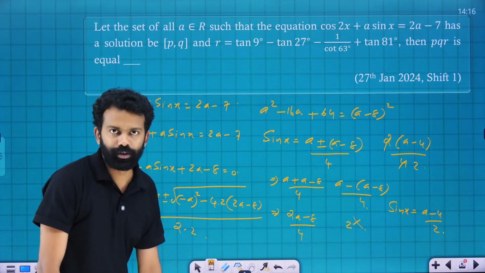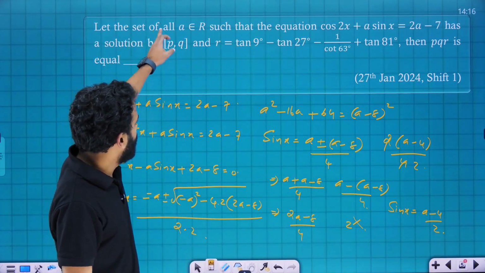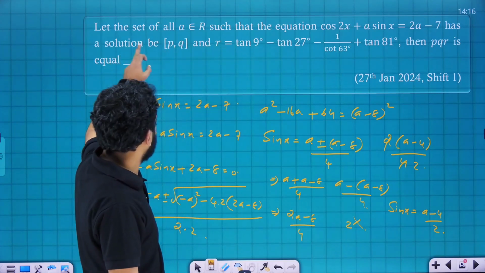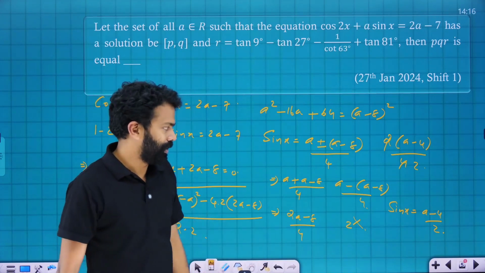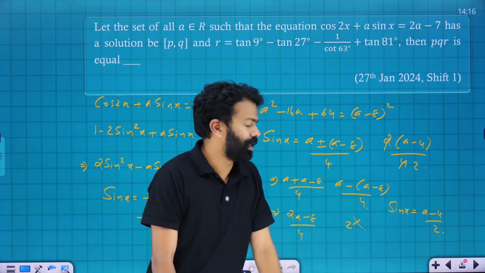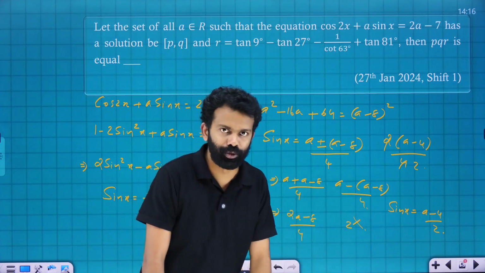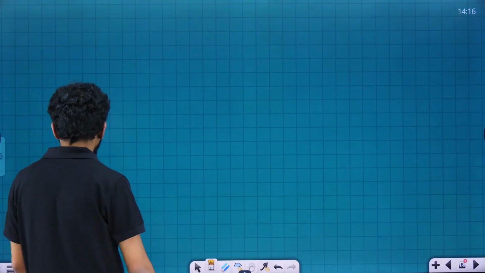But we are not done yet. Why? Because let the set of all a element of R such that the equation has a solution be closed interval PQ. Okay, let's find out. It's easy actually. So what is the value of sin x? It is a minus 4 divided by 2. Okay, so let's move to the next slide.